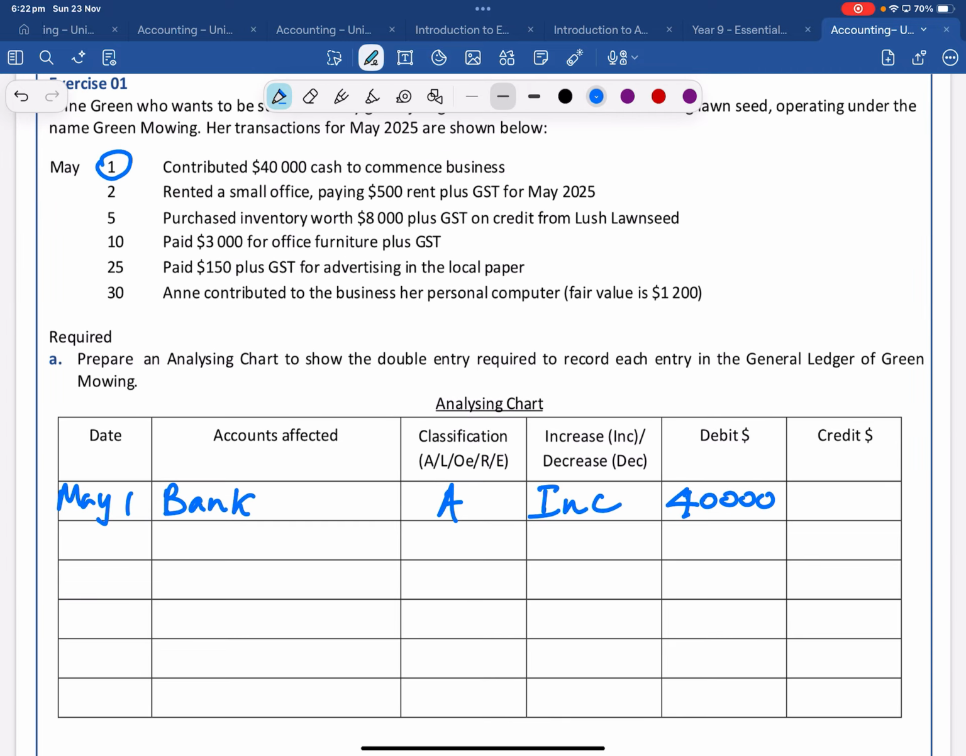Now we'll go to the next part. We'll write capital. Leave some space, guys, like you press the tab to indent. I'll tell you why. It looks nice actually. Then you know the other entry. Get used to that one. Then next one, what is the classification of capital? Increase or decrease? Increase. Which side, debit or credit? Credit.